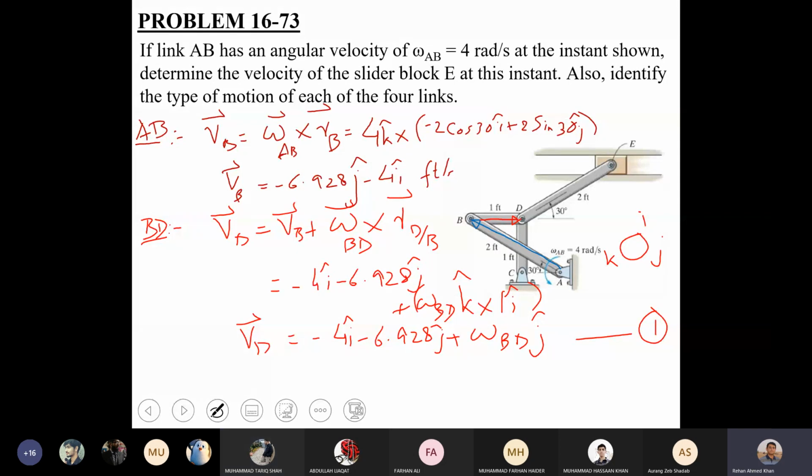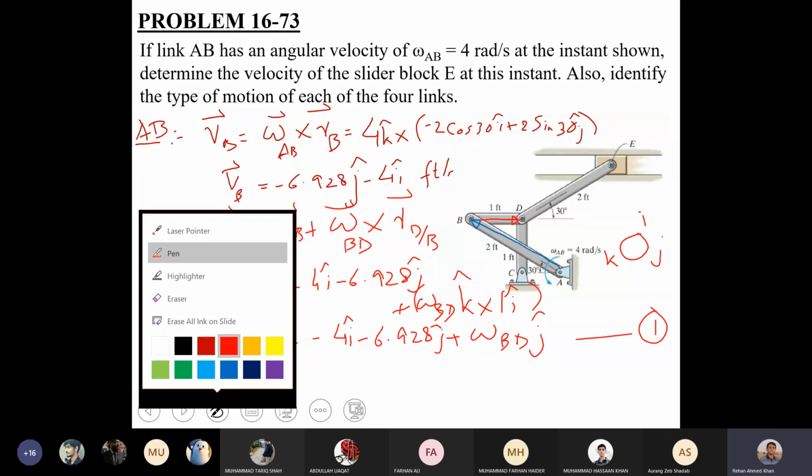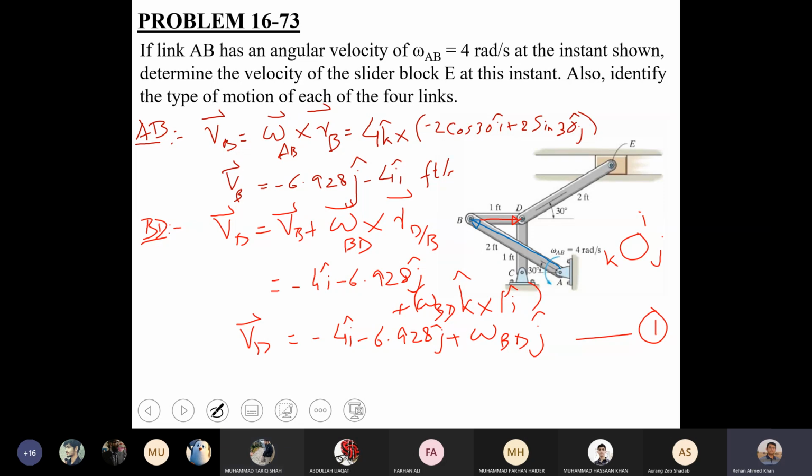Okay. Now, if we consider this link CD, what type of motion is this link CD undergoing? Pure rotation. Rotational motion. So if I ask you to determine the velocity of any point on this link CD, what should be the direction of velocity? Towards the left. How have you judged it? Since link AB is rotating in a counterclockwise direction, link CD would also rotate in a counterclockwise direction in order to be consistent with the motion of AB.